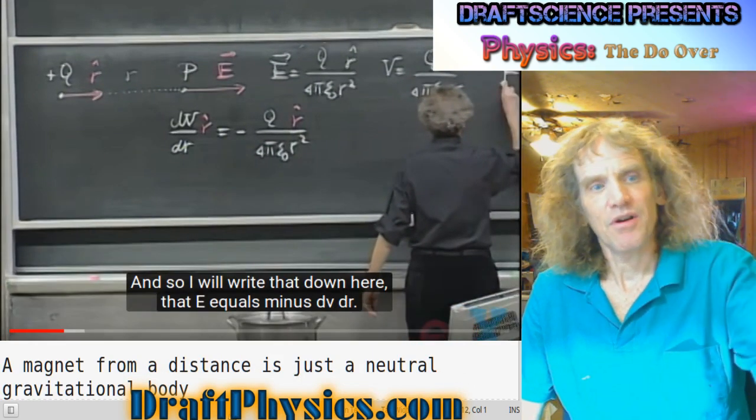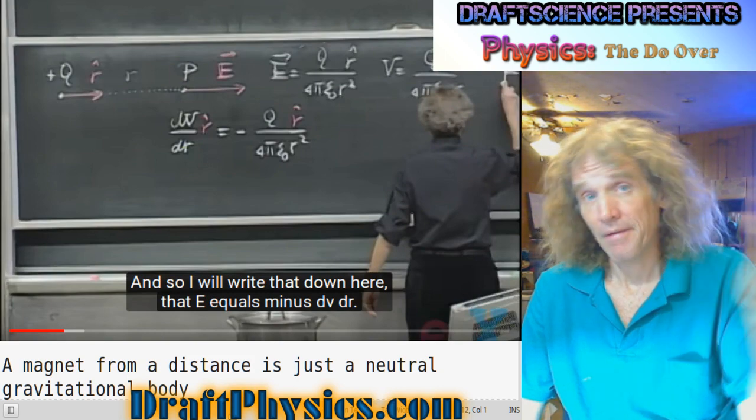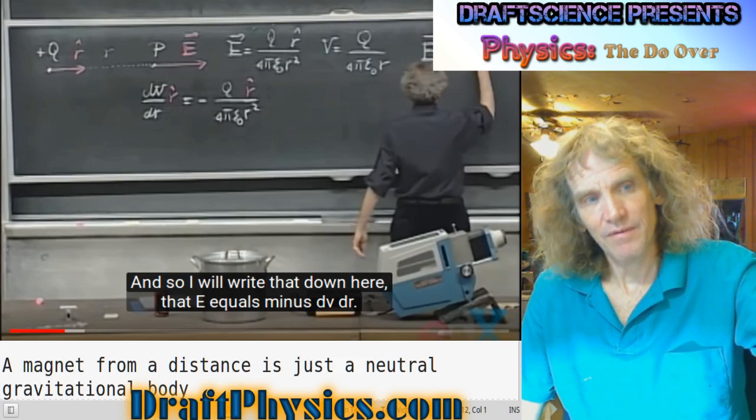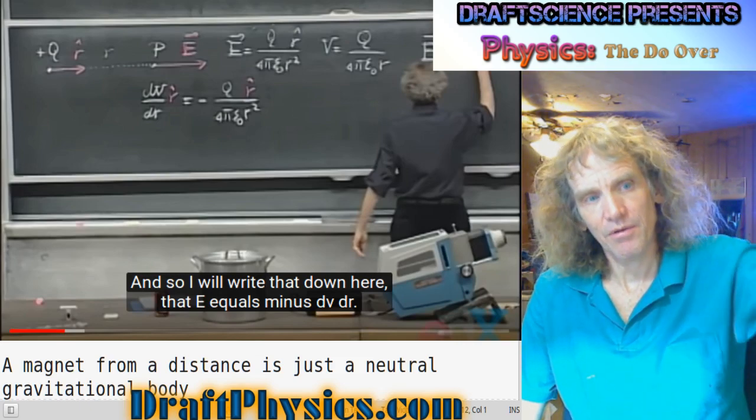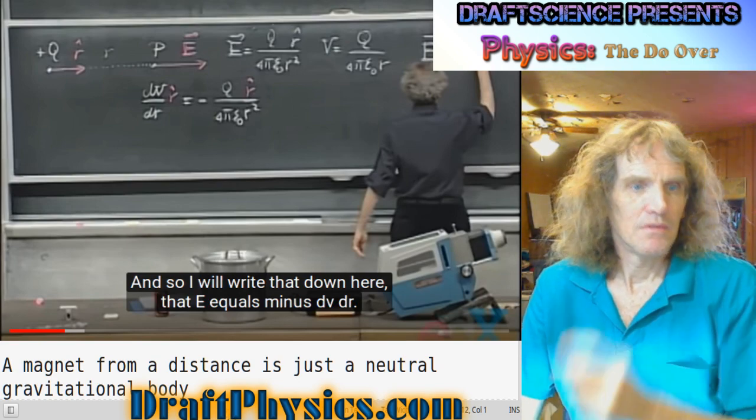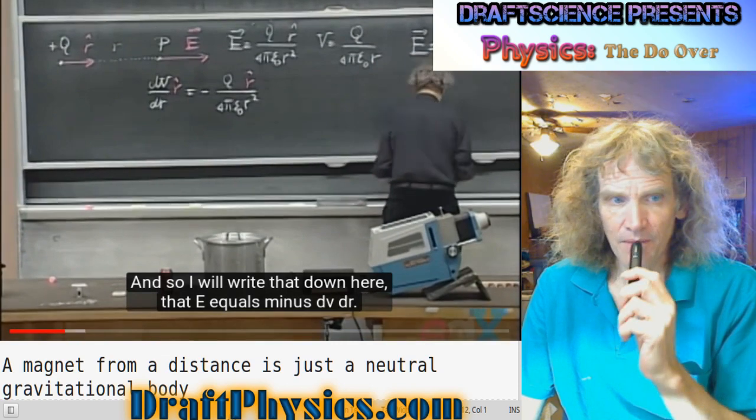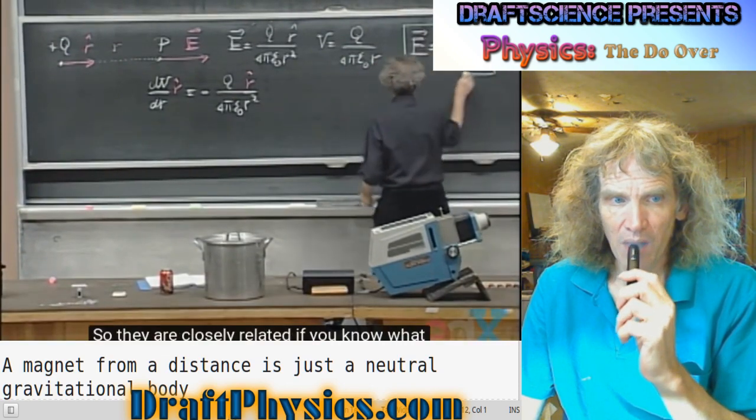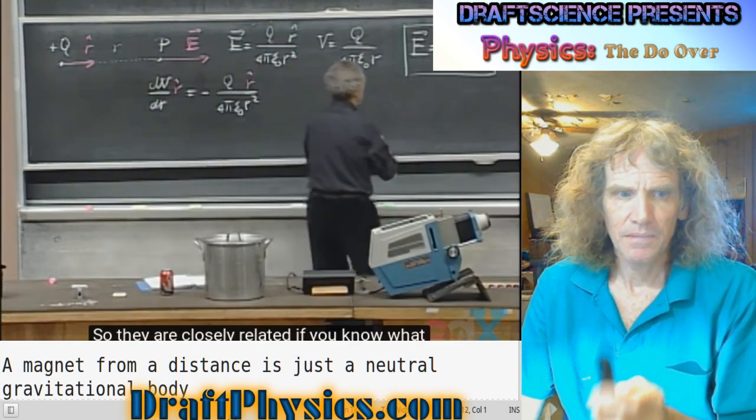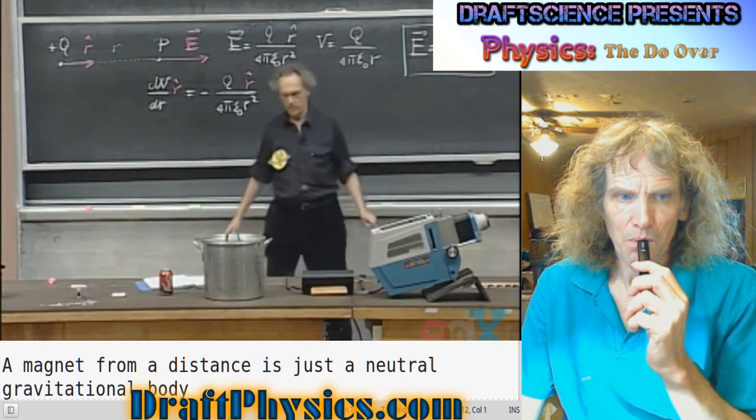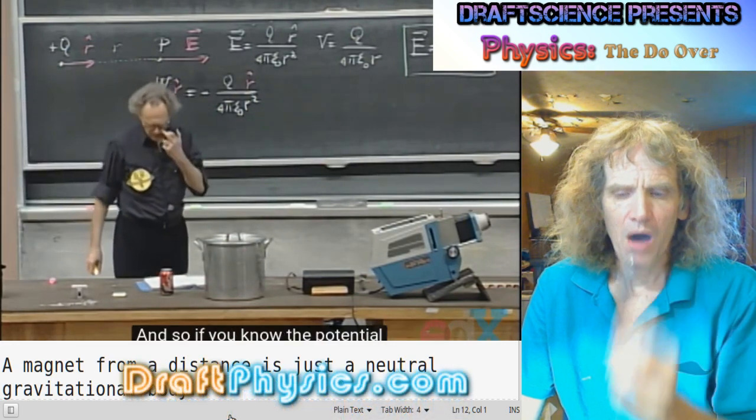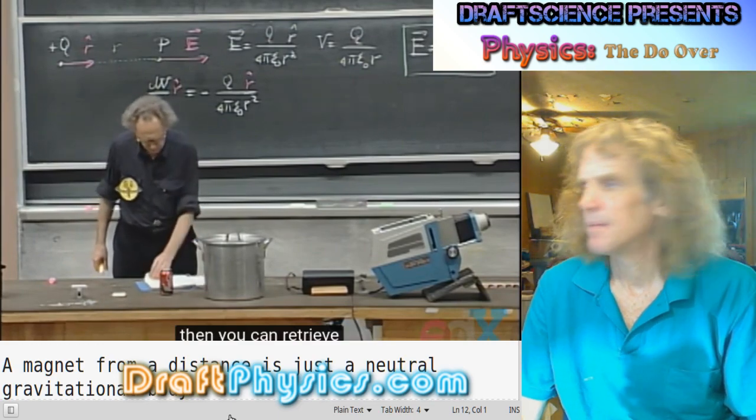So all you do is cross out those R's and you've got the voltage. E equals, I mean, minus dV/dr, cross out the square and cross out the top R, and then you have the voltage derivative. And I want this to be a vector, so I put here R roof. Vector on the left side, you must have a vector on the right side. So they are closely related. If you know the potential everywhere in space, then you can retrieve the electric field.